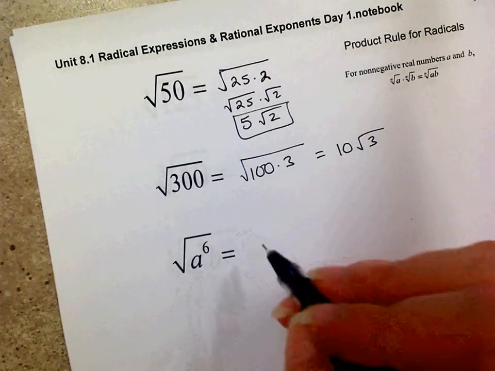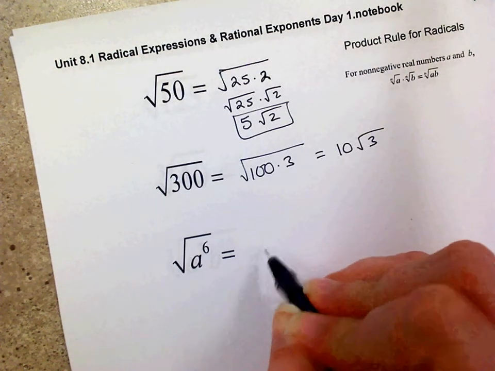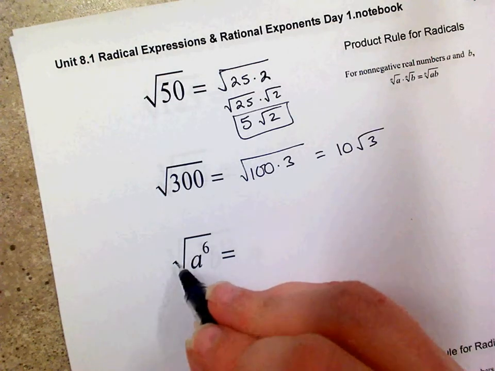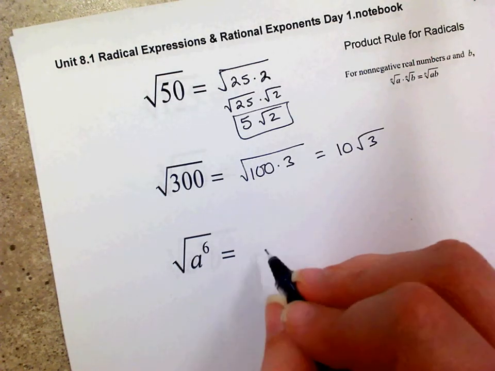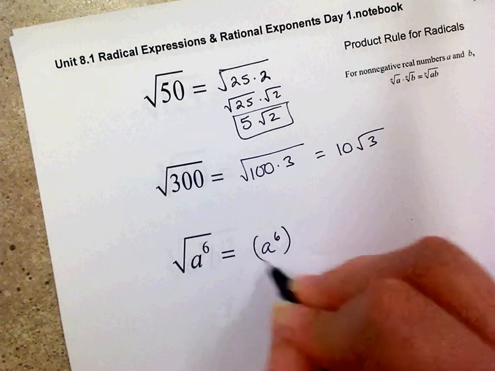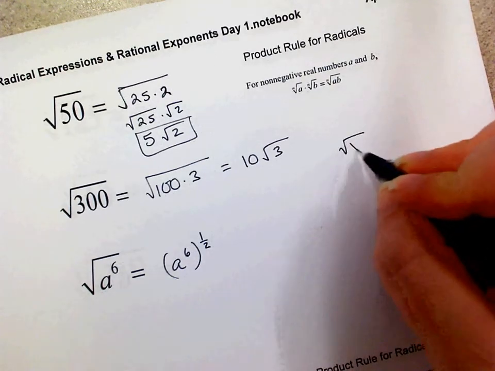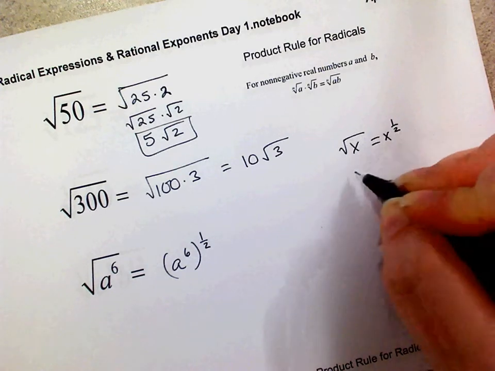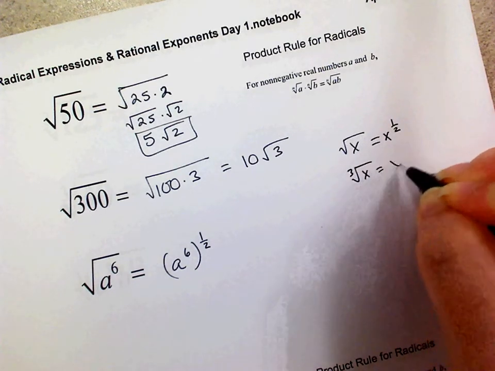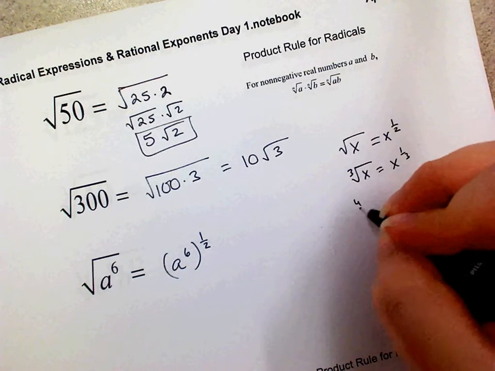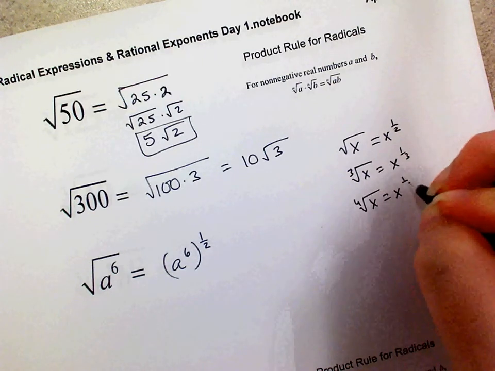Now this is a little bit different. When you're saying the square root of a variable to a power, you have to think about it like this: a to the 6 to the 1/2 power. Because just remember, the square root of x is x to the 1/2. The cube root of x is x to the 1/3. The fourth root of x is x to the 1/4, and so on and so forth.